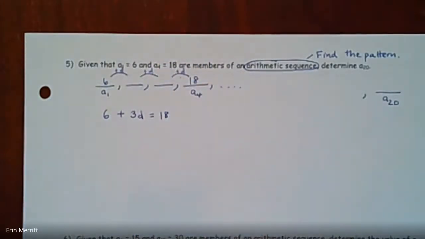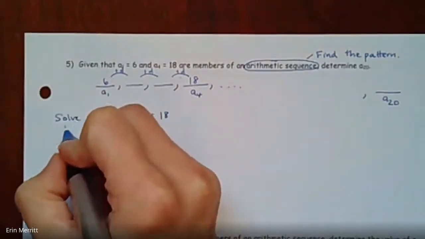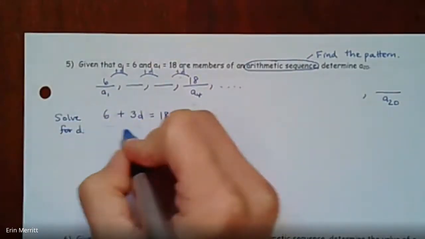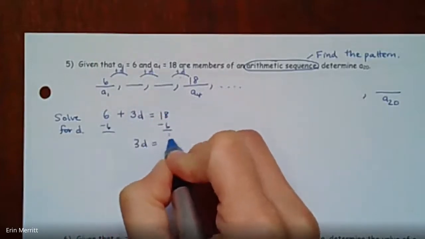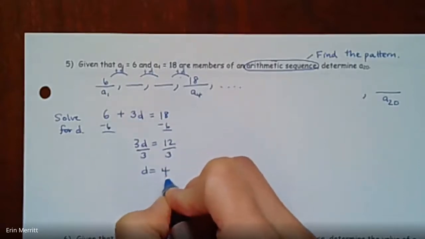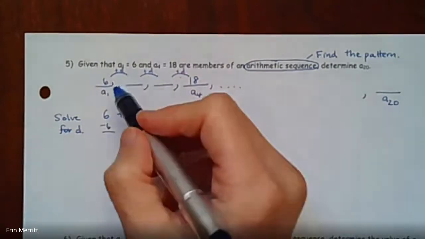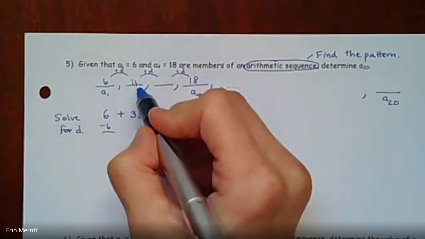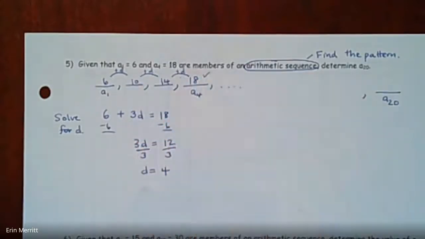And by using this, we can quickly solve for D. So subtract 6 from both sides. We get 3D equals 12. Divide the 3 out of there, and it turns out the common difference based on our calculation is 4. So take 2 seconds and make sure that that makes sense. So then if we add 4 here, that would be 10. Add 4 here, that's 14. Add 4, yep, that makes complete sense right there.